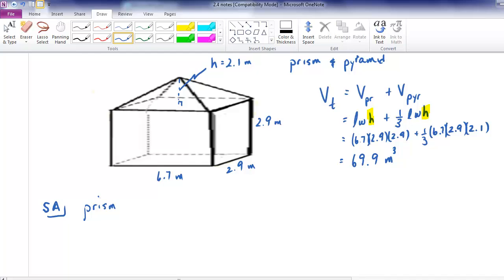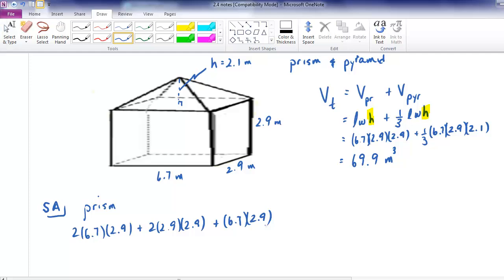So when we figure out the surface area of the prism part, notice we have a front and a back, a left and a right, and we do have a bottom, but we don't have a top. So in doing that, we have the area of the front, which is 6.7 times 2.9, and of course there are two of them. Then we have the sides, which is 2.9 times 2.9, and again, there are two of them. And then finally, we have 6.7 times 2.9, and that is the bottom.